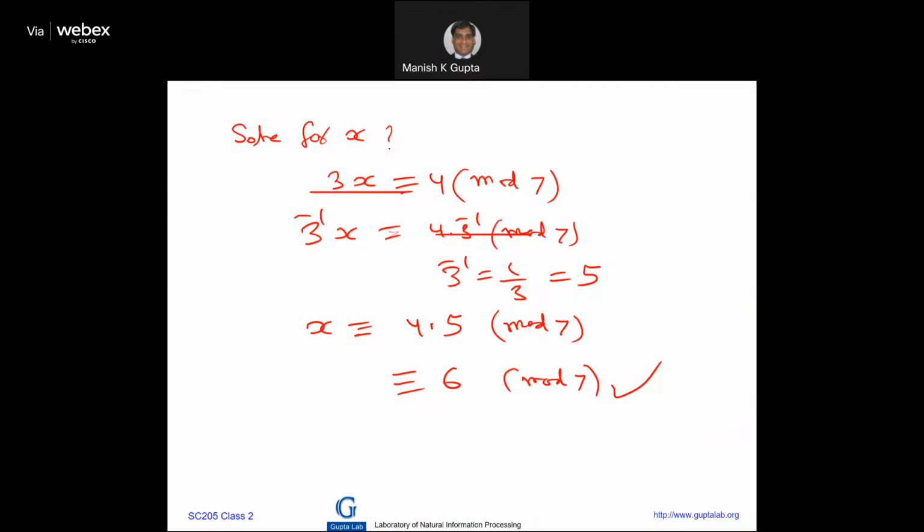Now, there is another slightly further generalization of these kinds of equations. I'm going to now look at a system of equations of this kind and how you will solve it.